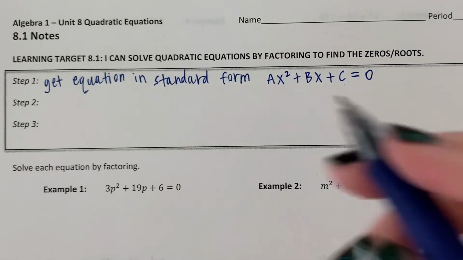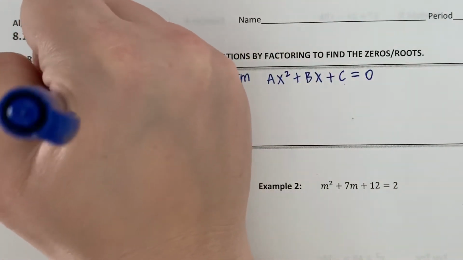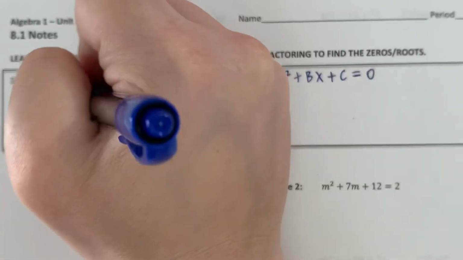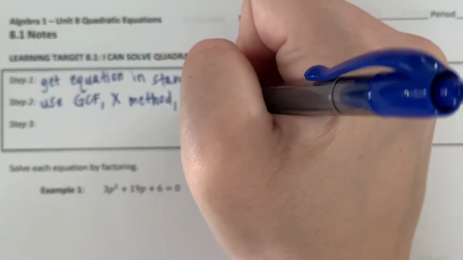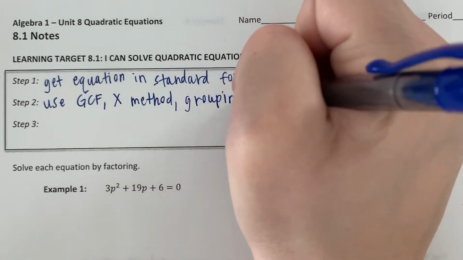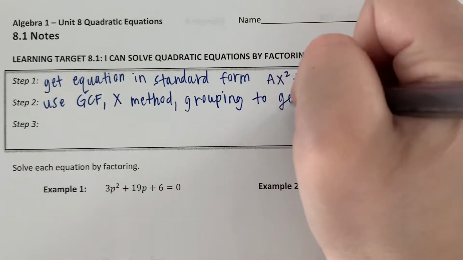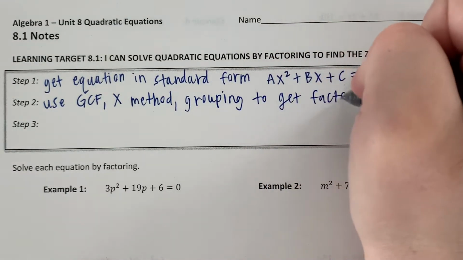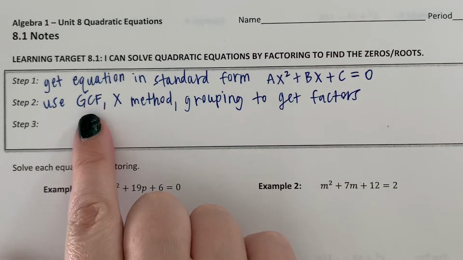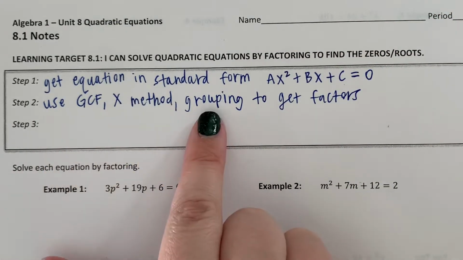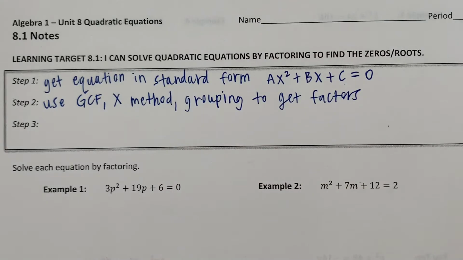In step 2, we're going to use a whole bunch of the factoring methods that we learned in Unit 7. So we're going to use first the GCF, if there's a GCF you can factor out. We'll use X method, and we'll use grouping to get our factors. So we'll use greatest common factor, X method, and then factor by grouping in order to get our factors.